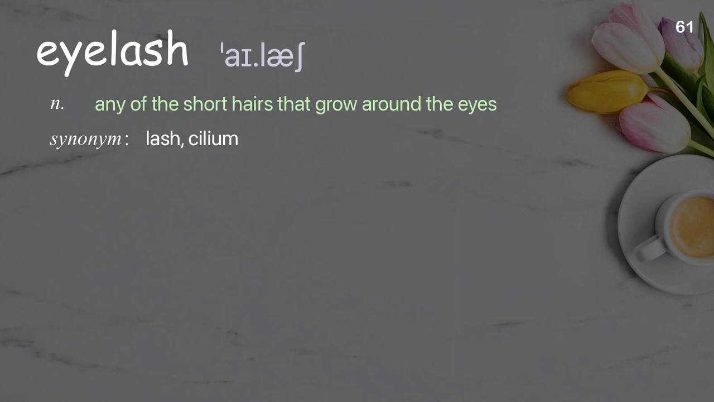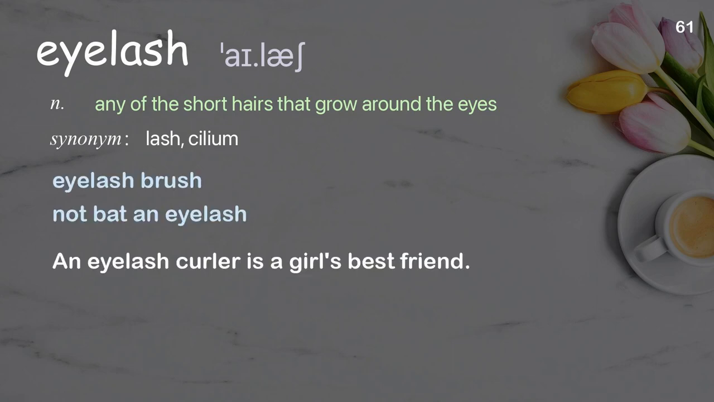Eyelash. Any of the short hairs that grow around the eyes. Examples: eyelash brush, not bad an eyelash. An eyelash curler is a girl's best friend.